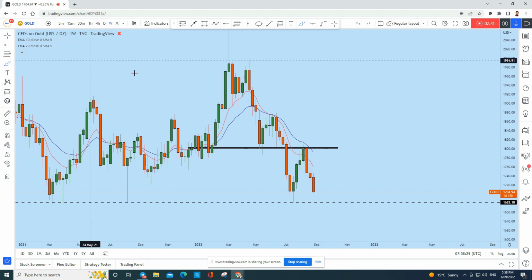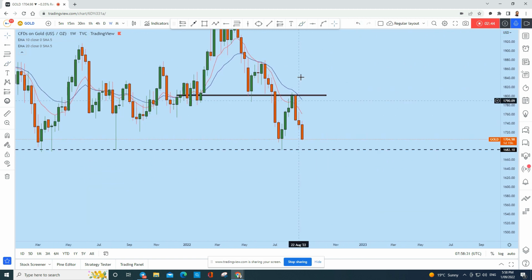At this point, after the previous week's middleman or doji, this week, as soon as the market opened, we have seen gold start to drop. The way the price action has formed, we could potentially see a further drop. And I think that it might even break this level of support and continue to drop.